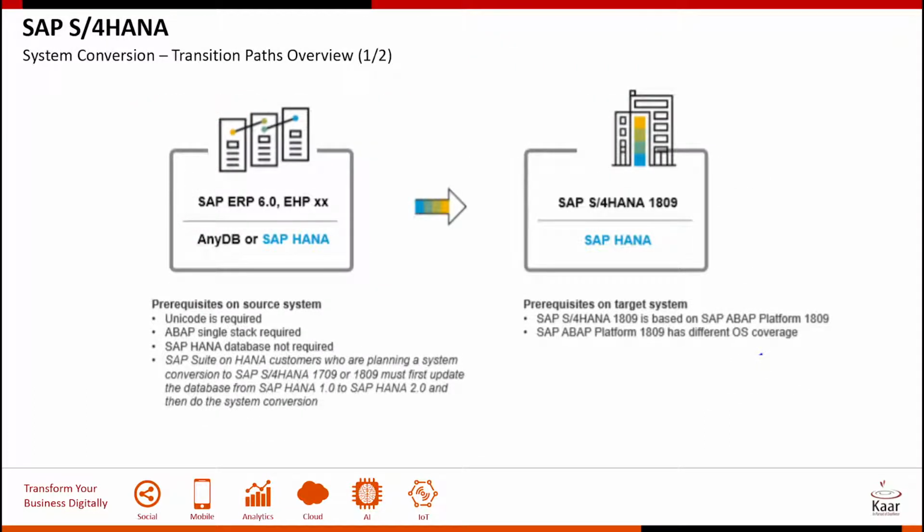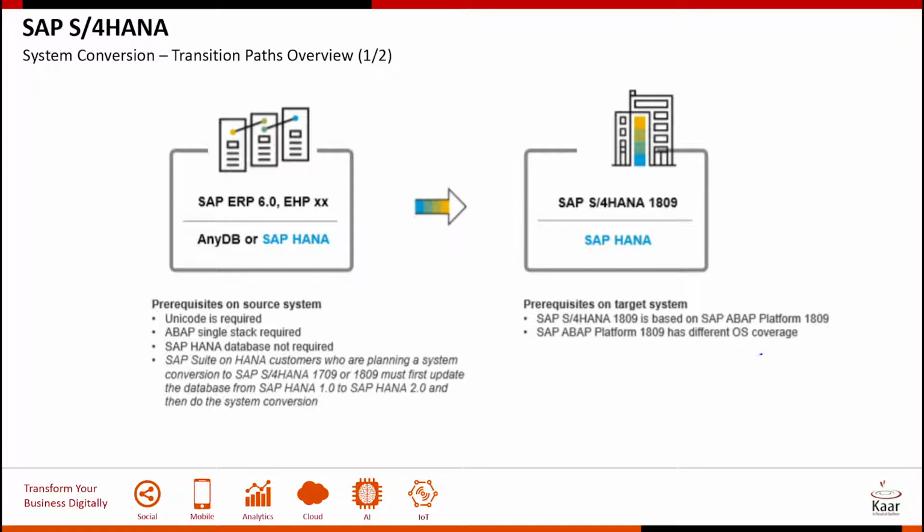So what we have here is, let's say the customer ECC, the prerequisites that are required for each of these transition paths. So the source system should be on ECC, but it could be at any EHP level, and the database could be on HANA or non-HANA. So there's no requirement that you have to be on HANA. The 2 requirements that have to be met is, first, you must be on Unicode. And the second one being the ABAP single stack is required.